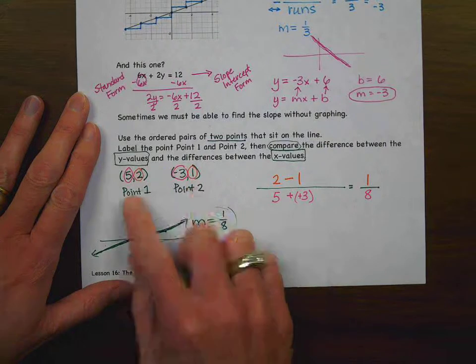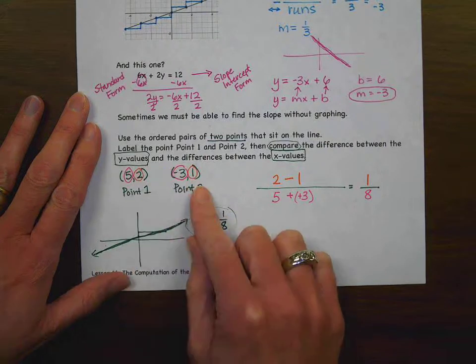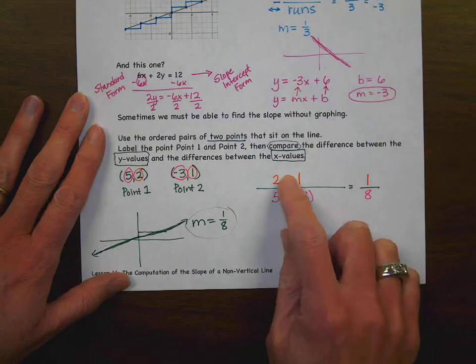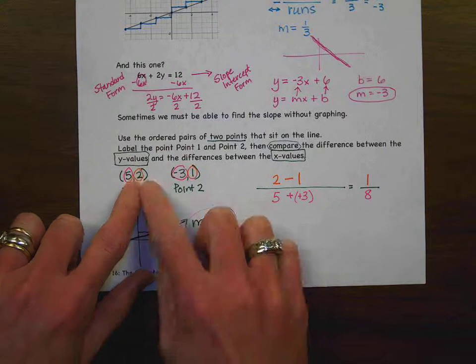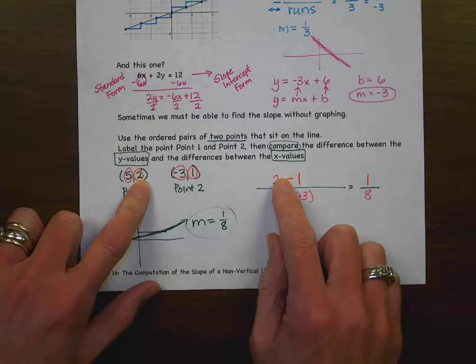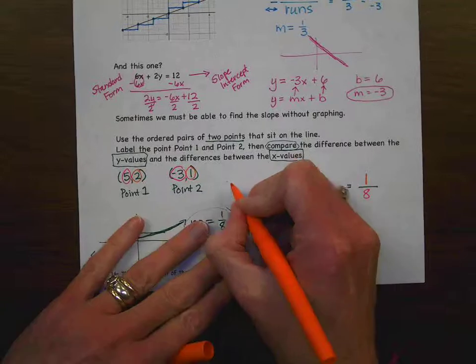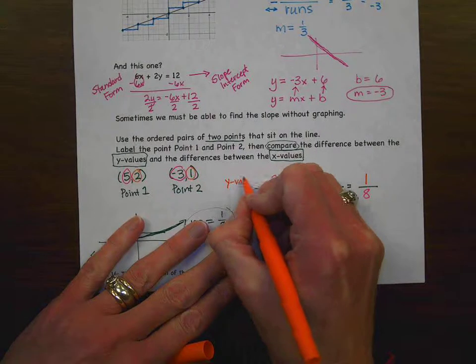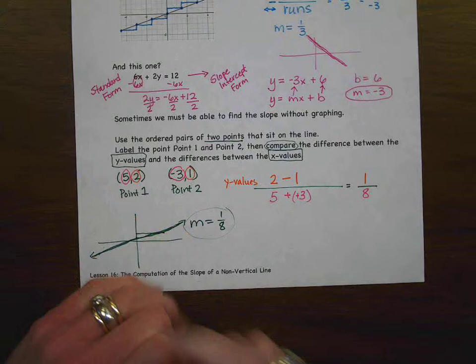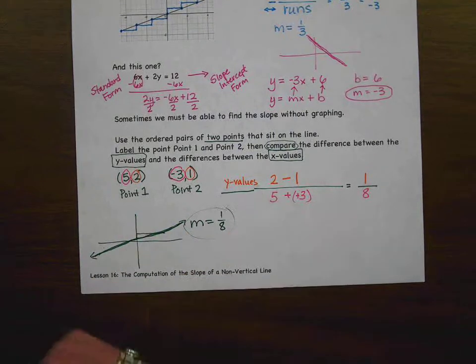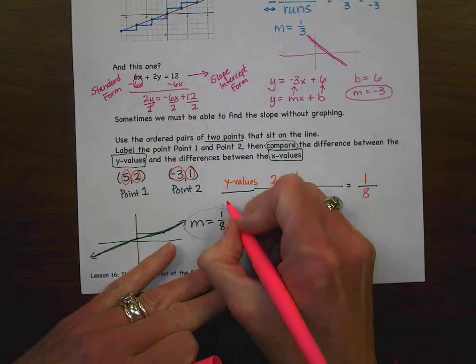So I picked 2 of the ordered pairs that are on the line, and then it says label point 1 and point 2, and then comparing means you divide them. So we're going to compare the y values. Remember, these are the y values. It always has to be the y values. So compare the y values. Let me write that over here. Y values by the x values. Okay?